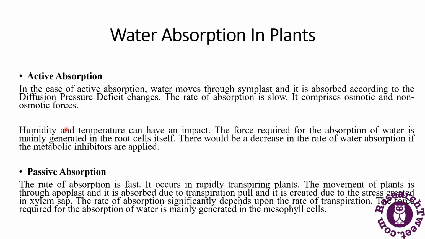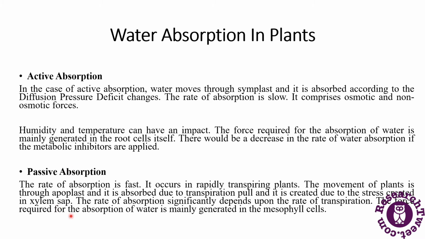Now what about passive absorption? If we differentiate between the two, active absorption is generally slow, but in the case of passive absorption, the rate of absorption is fast. It occurs in transpiring plants. The movement of water in plants is through the apoplast and it is absorbed due to the transpiration pull. It is created due to the force which has been created in the xylem sap.